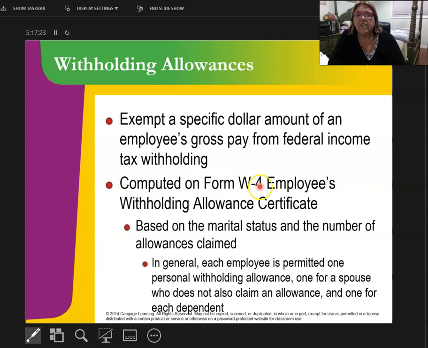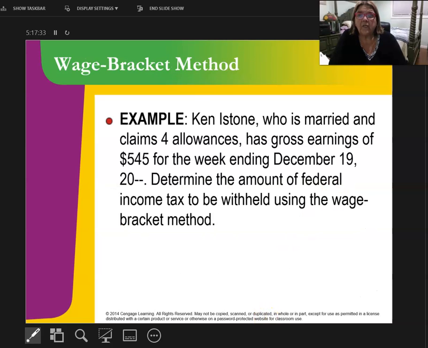There's actually a W-4 form that you would fill out, and all this information would go on there. And this is how the employer knows how to withhold it. So let's take a look. Here Ken is married and he claims 4 allowances. His gross earnings are $545 for the week, and we know that he's paid weekly.